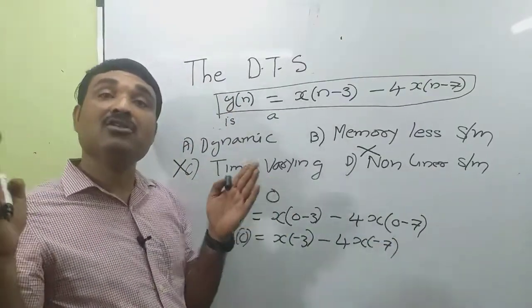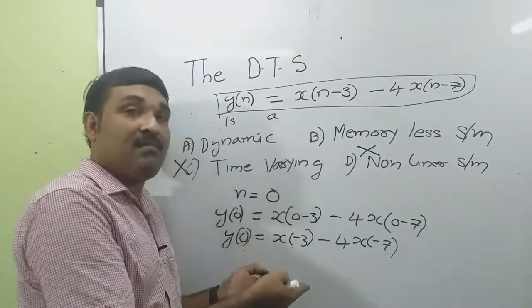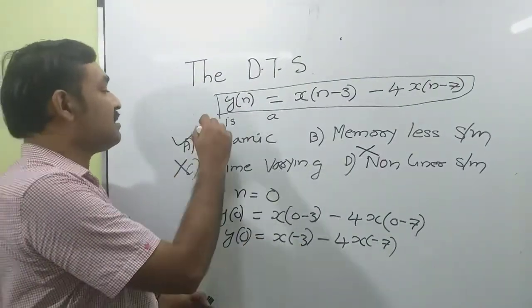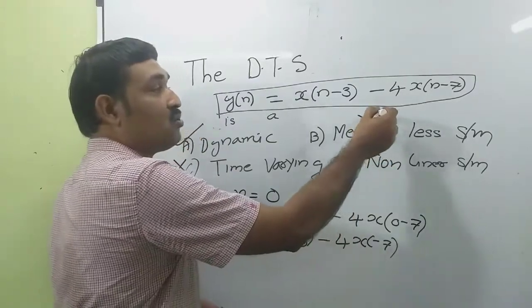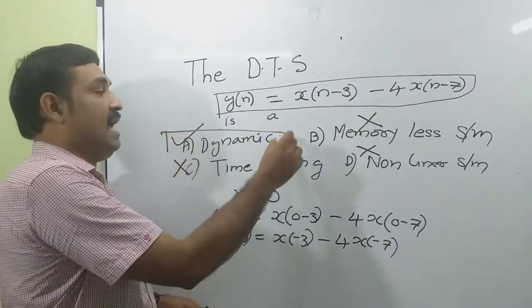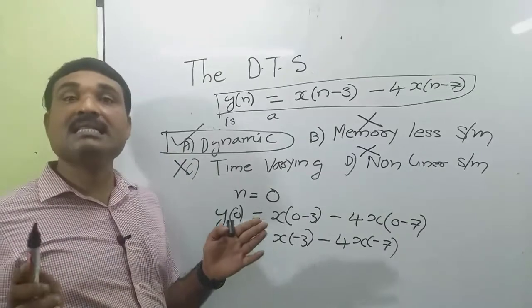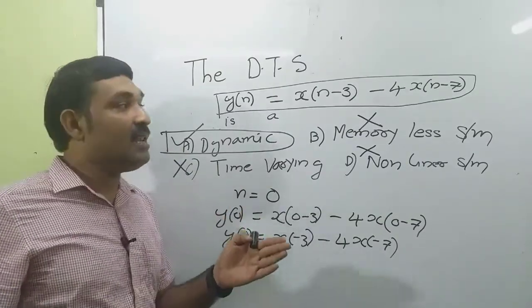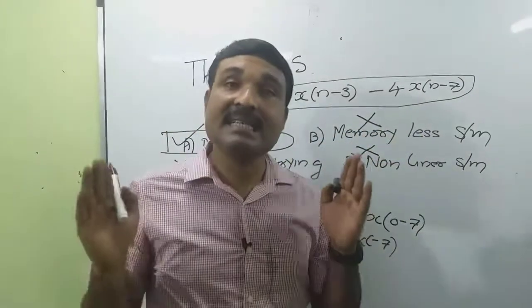So the system should have some memory to store these past elements. So this is a dynamic system. So this option D is also wrong. So the correct option is A. A dynamic system means a system having memory, and a memoryless system means a static system.